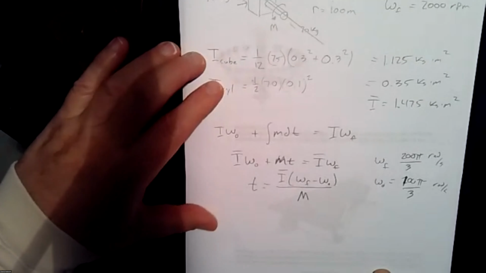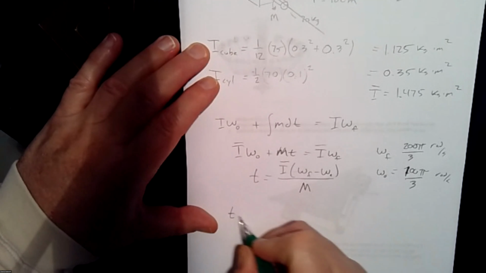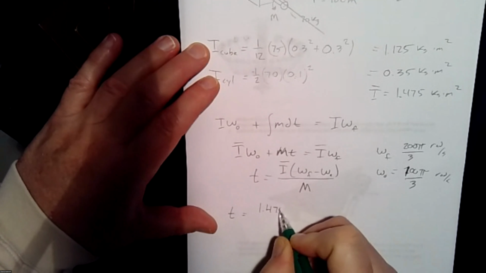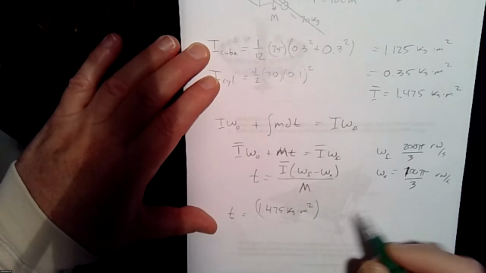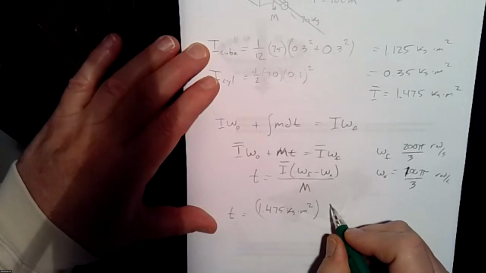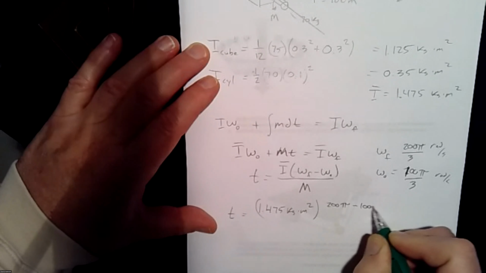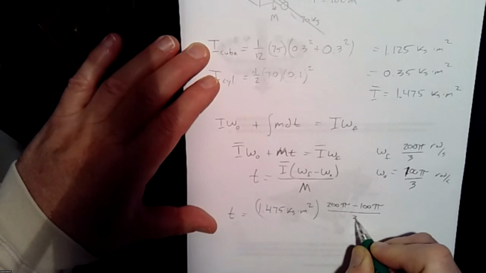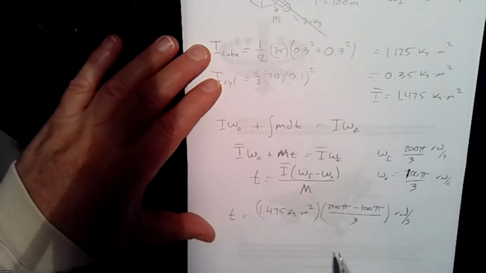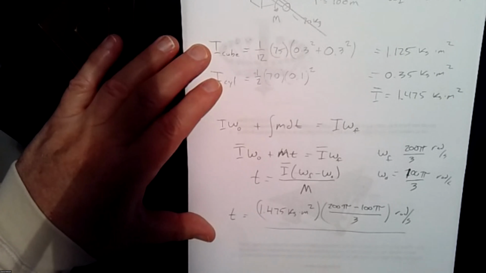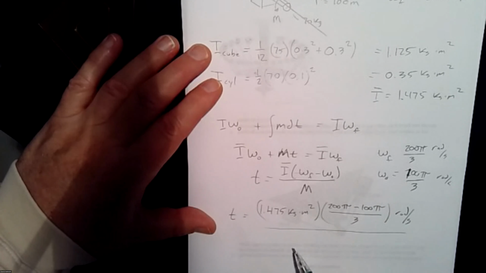So all we do is plug this in, then we just have what our value is, which is the time is 1.475 kilogram meters squared, and then that's going to be multiplied by 200 pi minus 100 pi all over 3 radians per second. And then on the bottom, we have the moment, which is in Newton meters.